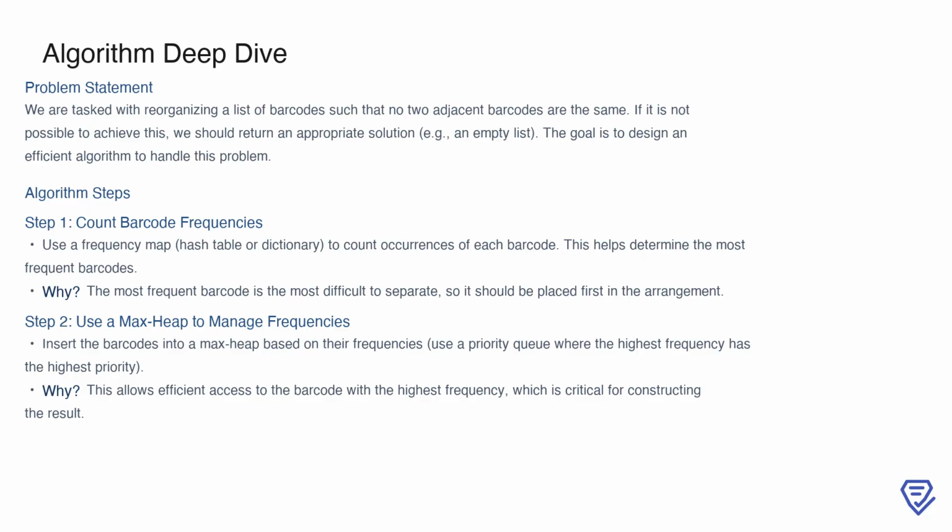Next, we use a max heap, or priority queue, to manage these frequencies. The max heap allows us to efficiently access the barcode with the highest frequency, which is crucial for constructing the final arrangement. By prioritizing the most frequent barcode, we can ensure that it gets spaced out appropriately in the result array, minimizing conflicts early in the process.